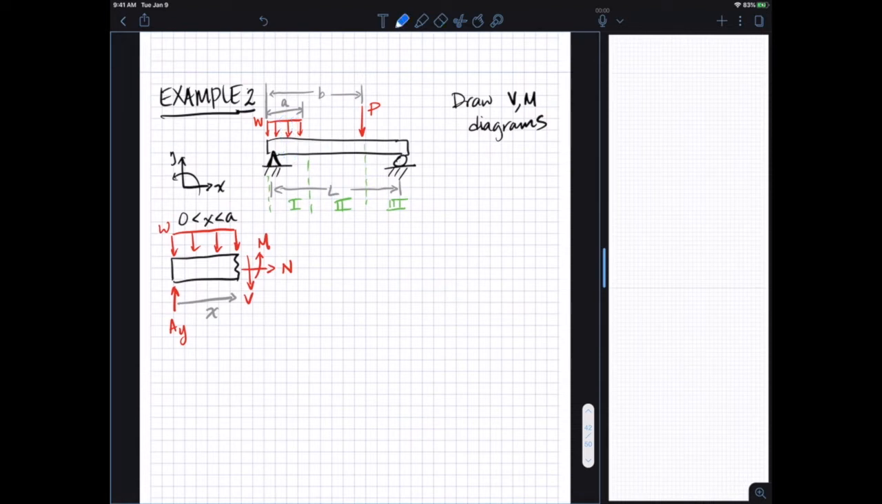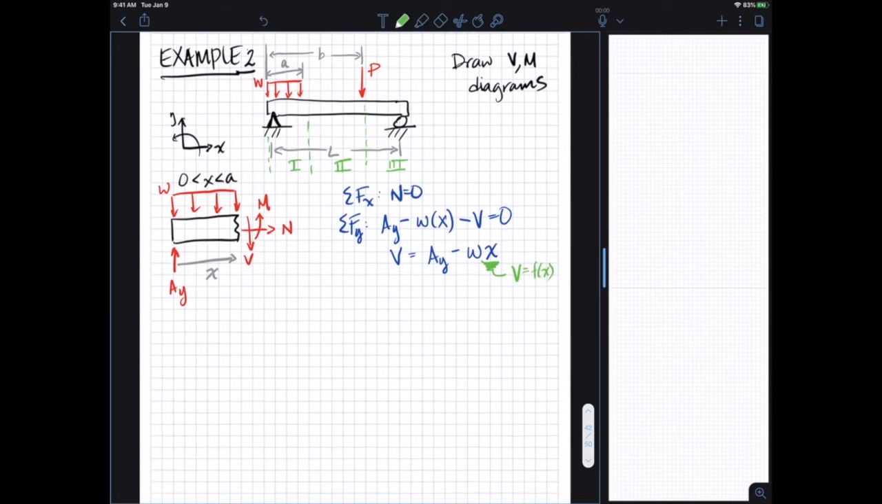So now let's write up our equations of equilibrium. We know that the sum of forces in the x direction will tell us that N equals 0. Sum of forces in the y direction: AY, and now I have the distributed load, and I'll multiply it by the distance over which that load is acting, which is x, just like we've done before, and then minus V equals 0. So now shear is no longer a constant. V is equal to AY minus WX. So I think this is the first time that the shear is a function of x.